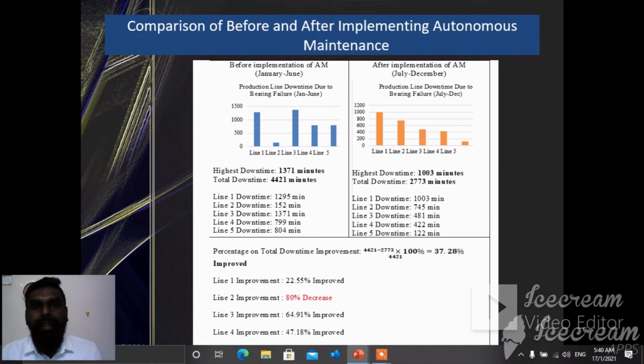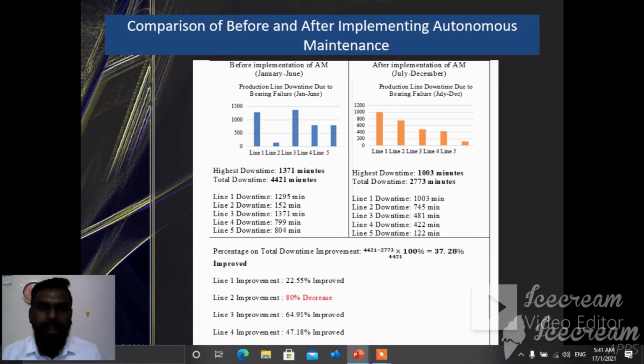This is the comparison of before and after implementing autonomous maintenance. You can see that before implementation of AM, from January to June, the production line downtime due to bearing failure is all high. The highest downtime is 1371 minutes. After implementation, the highest downtime is 1003, so there is a slight improvement. The total downtime is 2773 minutes, and the year before was 4421. So it is considered to have improved.